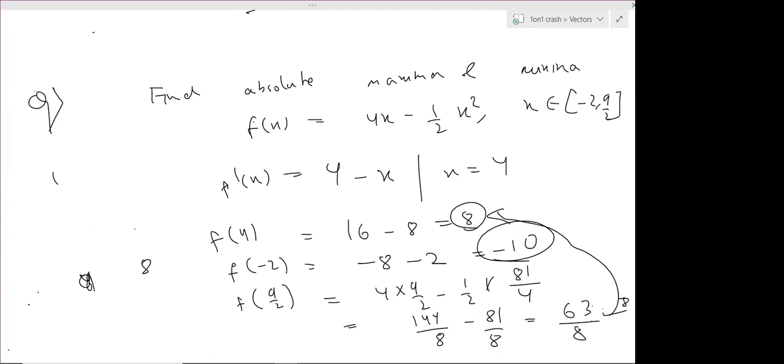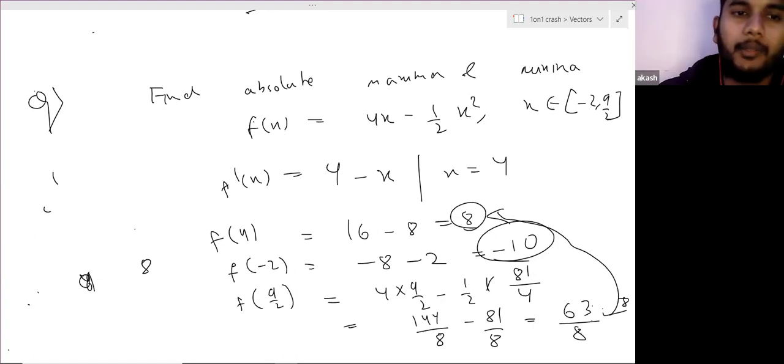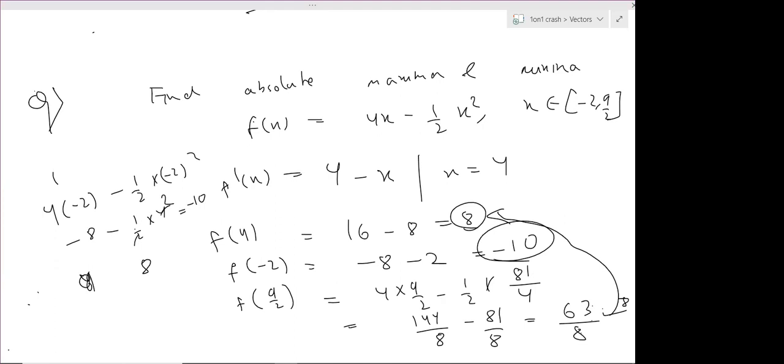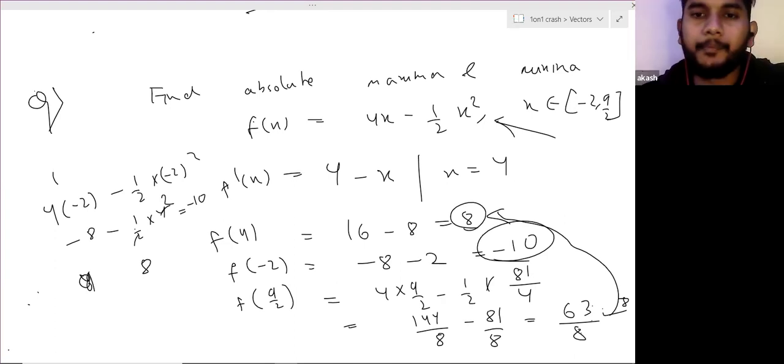How is f of minus 2? Calculate this. 4 into minus 2 minus half into minus 2 square, minus 8 minus half into 4. This is minus 2, so minus 10, right? X is equal to 4, right? How is it 1? Oh, okay. You put that in that equation. All right.